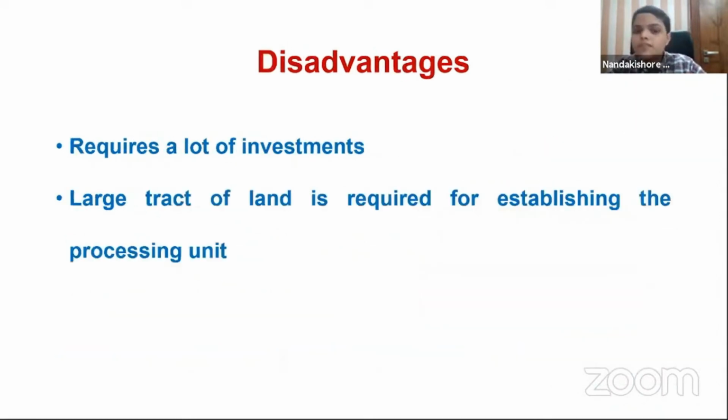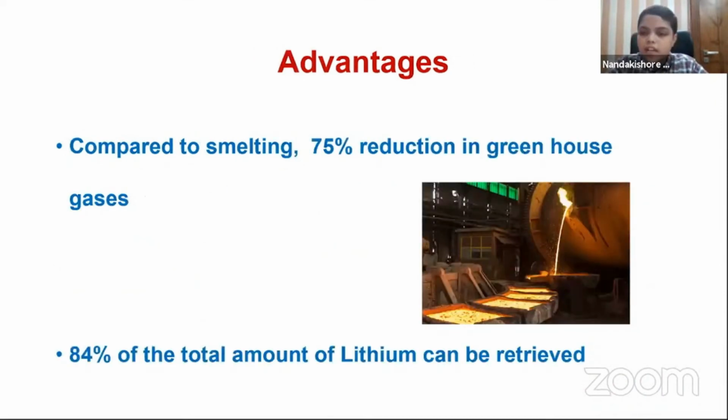The advantages of this, compared to smelting, are a 75% reduction in greenhouse gases. As you can see in the picture, there is hot lava and the fumes involved are carbon dioxide, which we are mainly trying to reduce in this present scenario where climate change is increasing. And 84% of total lithium can be retrieved from this process.